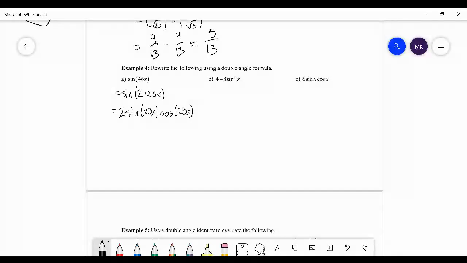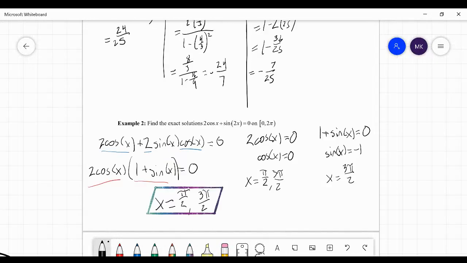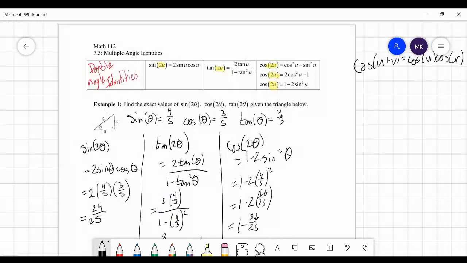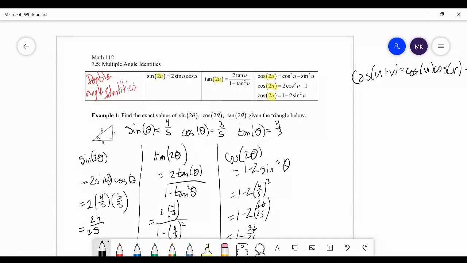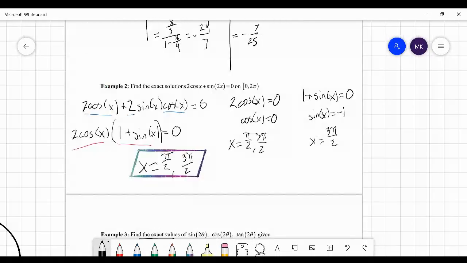So I'm going to try and rewrite this so that it is cosine of a doubled angle. The reason I know that is because the angle here is a single angle. So if we look back at our formulas for cosine, I see that the double angle cosine formula that has only sine squared is 1 minus 2 sine squared.